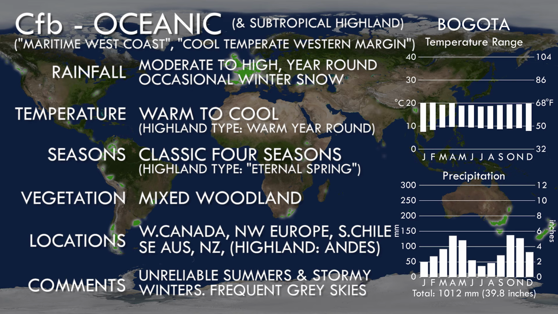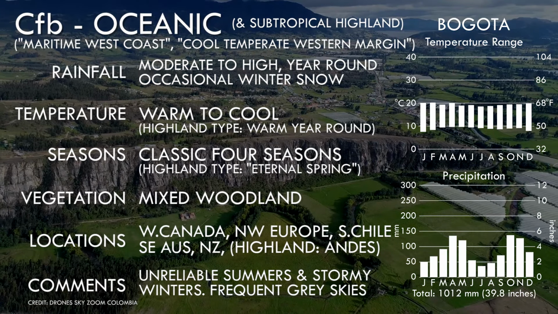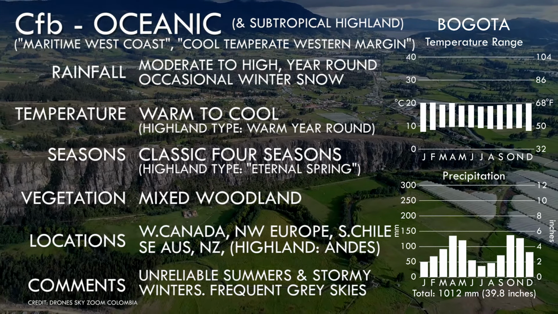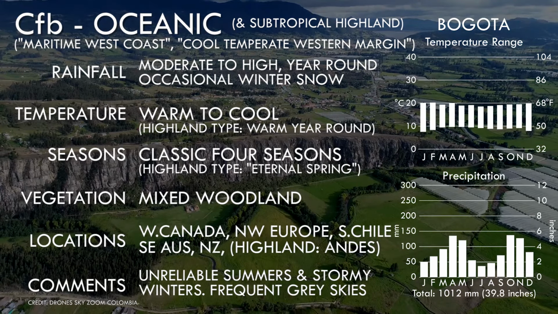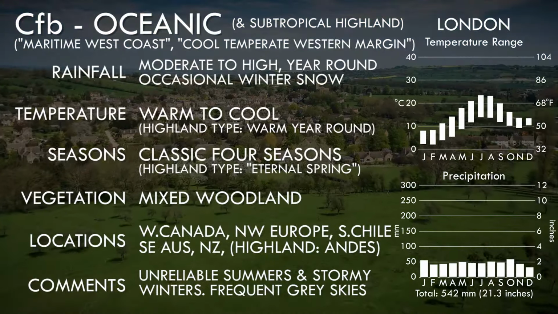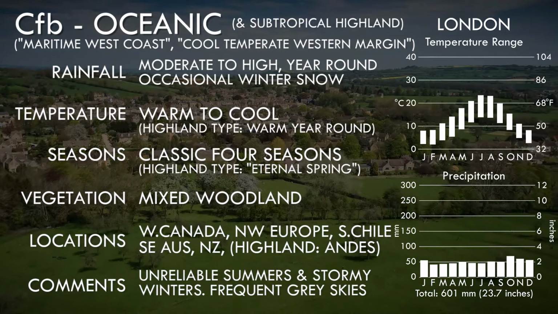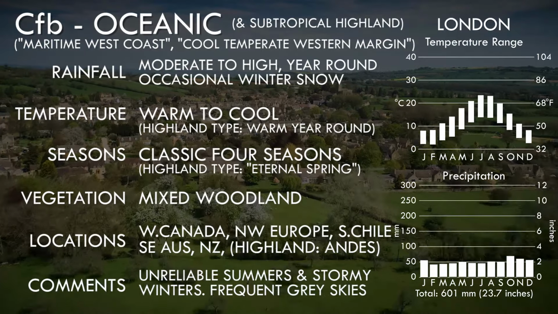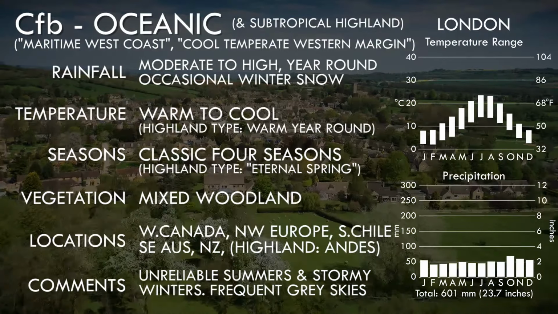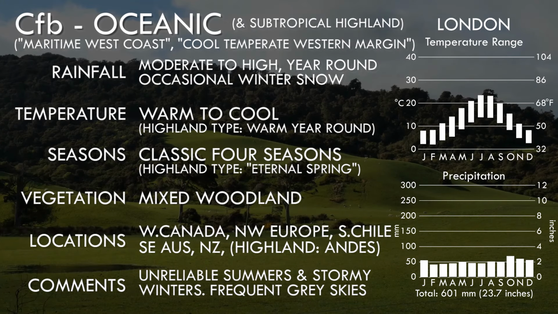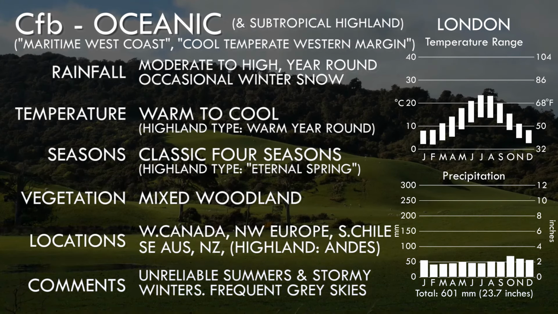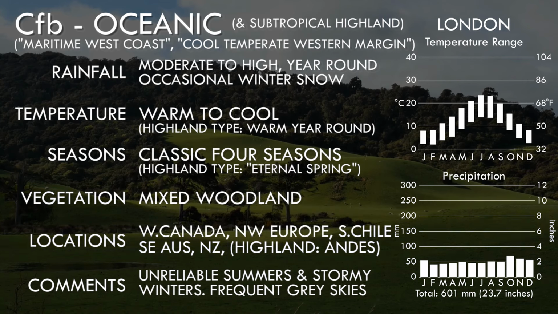CFB, Oceanic and Subtropical Highland. One of the more confusing Koppen codes due to an accident of nature creating very similar conditions for completely different reasons. Small upland areas near the equator, such as in Colombia and Ecuador, have this mild year-round climate which also experiences year-round rain. But over much larger areas in the mid-latitudes, this climate exists next to western coasts where prevailing westerlies moderate temperatures year-round such that warm summers and cool winters are the norm. In both cases, limited seasonal temperature range and year-round rain are its defining hallmark. Natural vegetation is mixed woodland, but these areas are heavily farmed.